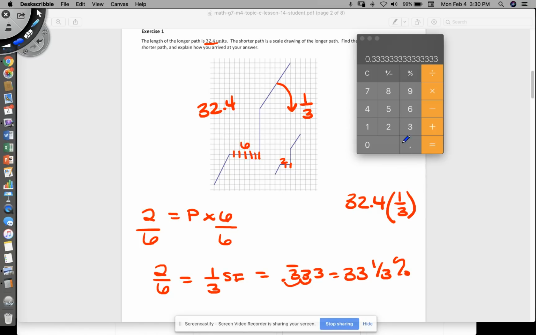Now, when I do that, I can see if 3 can divide into 32.4. So let's try that. Let me use my calculator here. 32.4 divided by 3. Oh, it does. It goes in 10.8 times. So this cancels into this, and it'll equal 10.8. So it's 10.8 units long. This is for the smaller. So it went from 32 to 10, and that's a 1/3 change. All right, let's go on to the back.